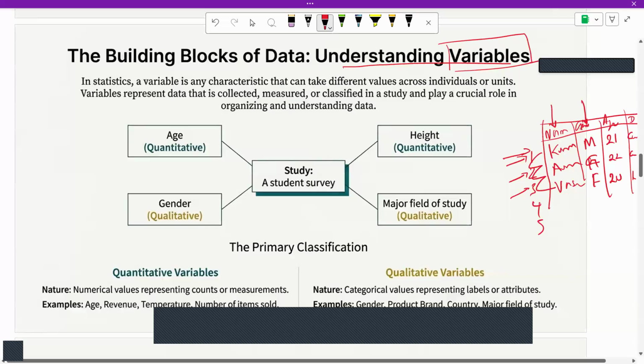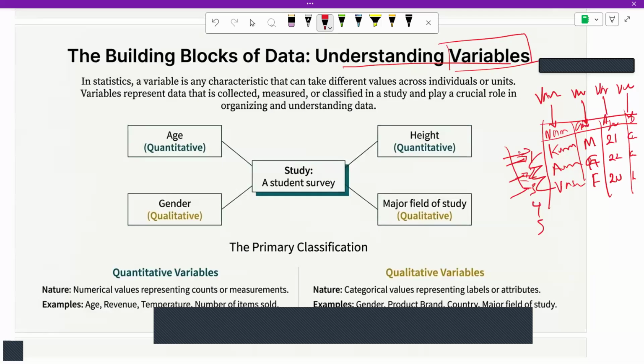Gender varies, and age also varies based on the observation. And the district also varies. So these vary, no? So this is called a variable. Name is a variable. Gender is a variable. Age is a variable. District is a variable. These are the observations. The variables change throughout the observations. So these are the variables.